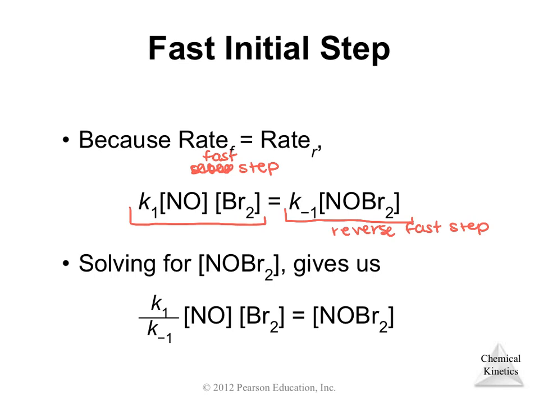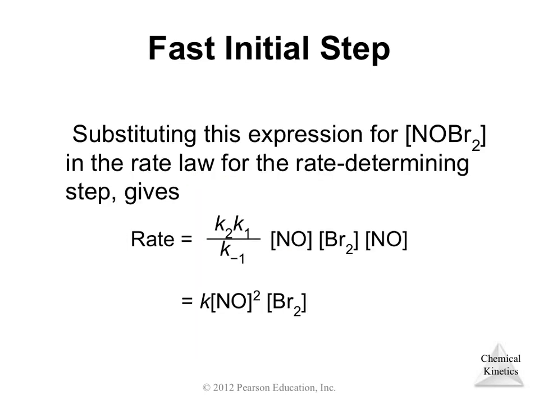So when we rearrange, we can get that NOBr2 by itself, which is that unknown piece in our rate law. We get rid of the k minus 1 by dividing by it, and we end up with this here. This is going to be combined to just be k. Okay, and then we can plug that in to where we had the NOBr2.